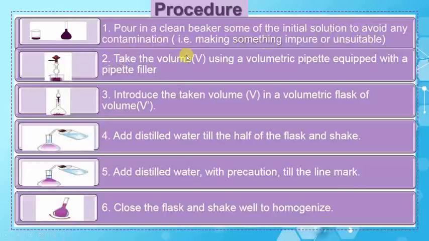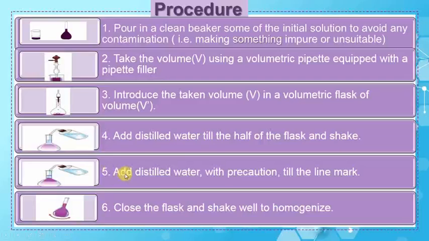Step number 2, take the volume V using a volumetric pipette equipped with a pipette filler. This is the volumetric pipette and this is the pipette filler. Step number 3, introduce the taken volume V in a volumetric flask of volume V prime. Step number 4, add distilled water till the half of the flask and shake.